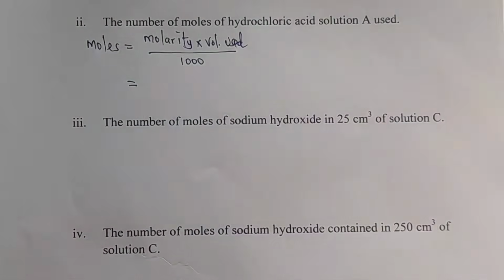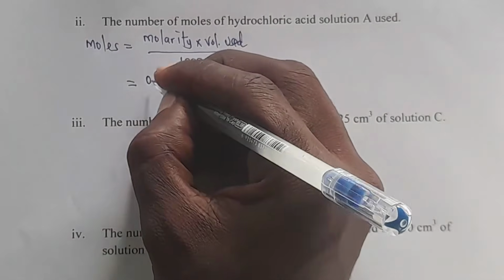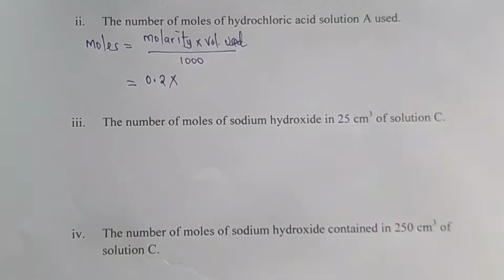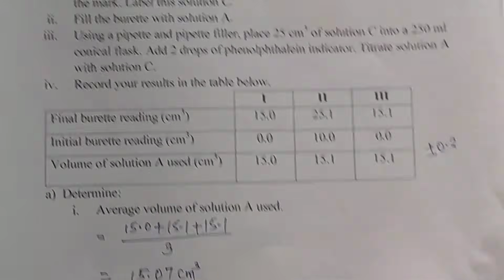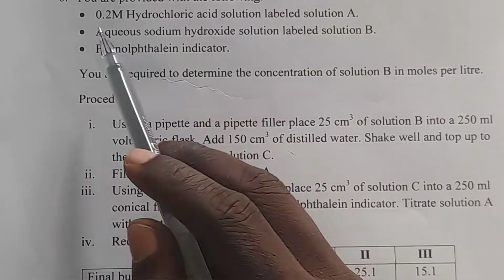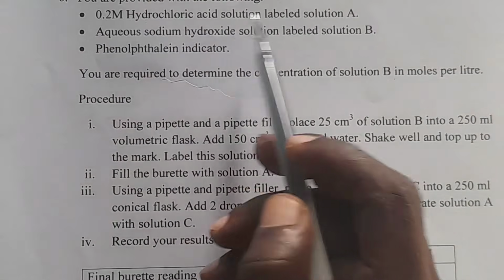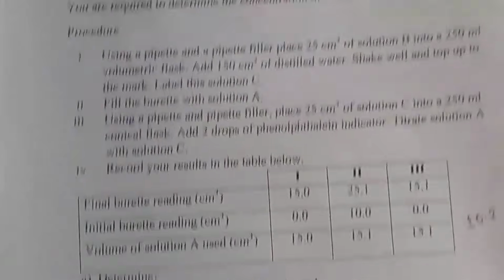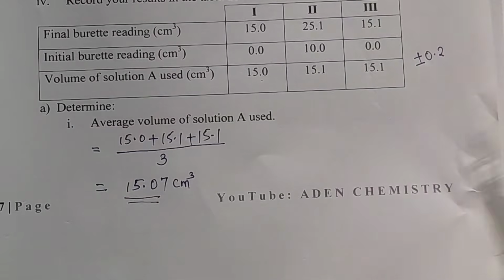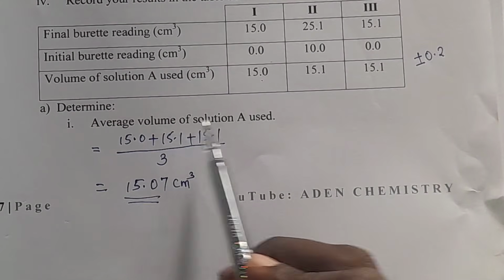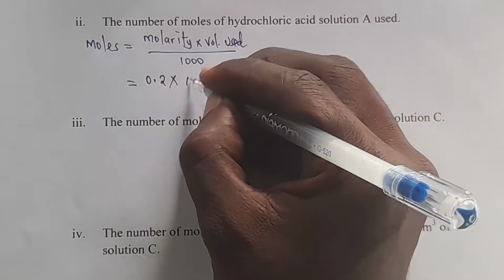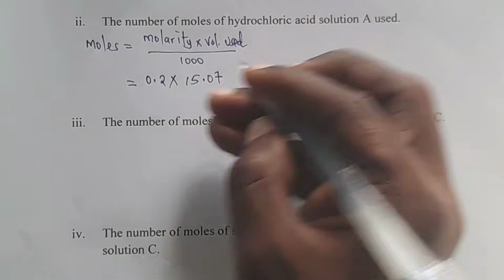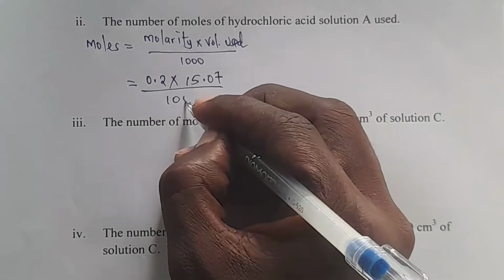We said hydrochloric acid is our standard solution. So we are going to have 0.2 multiplied by the volume used of hydrochloric acid. We can check again: here we have the volume of solution A used, and solution A in our case was 0.2 molar hydrochloric acid. So what have we got for the volume of solution A used? The average volume of solution A used is 15.07. So our volume used is 15.07 divided by 1000, as in the formula.